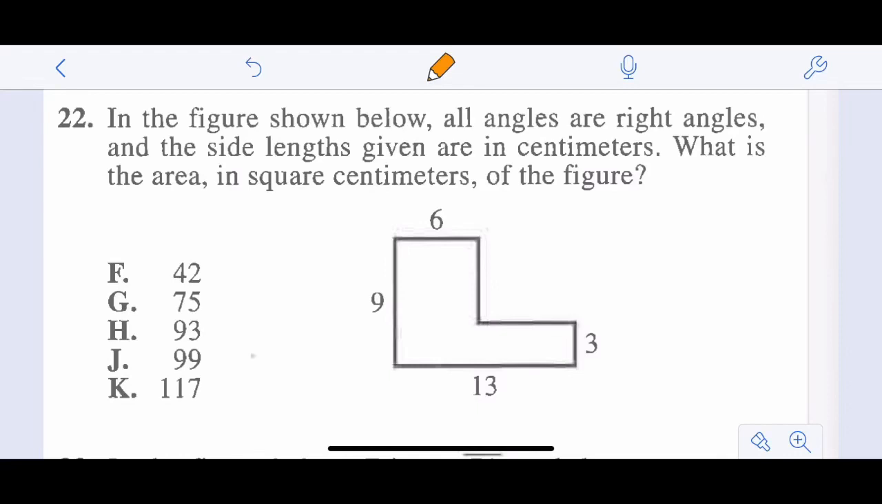The shapes are at right angles, and the side lengths are given in centimeters. What is the area in centimeters of the given figure? Everything is in centimeters. Okay, let's just divide this into two different shapes.